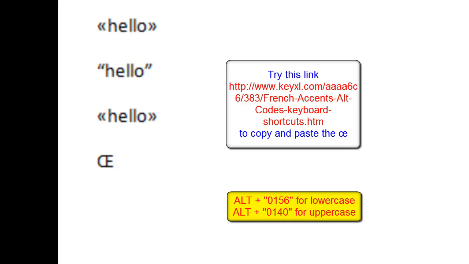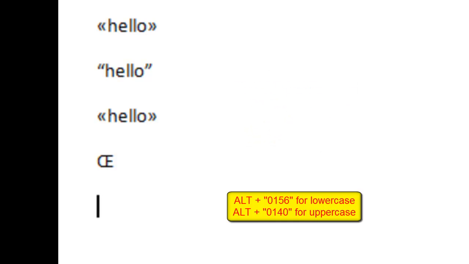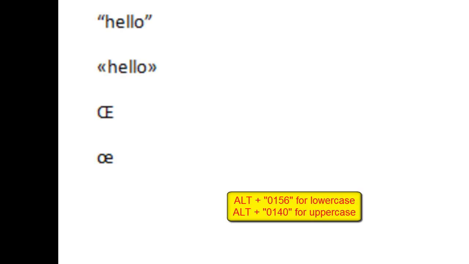So let's press our Alt key, and then on the keypad, on the right side of most keyboards, for the lowercase, 0156. That's the lowercase. And for the uppercase, it's Alt 0140. I think we have it there.